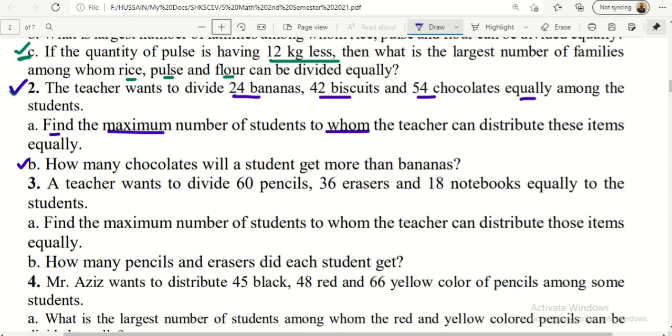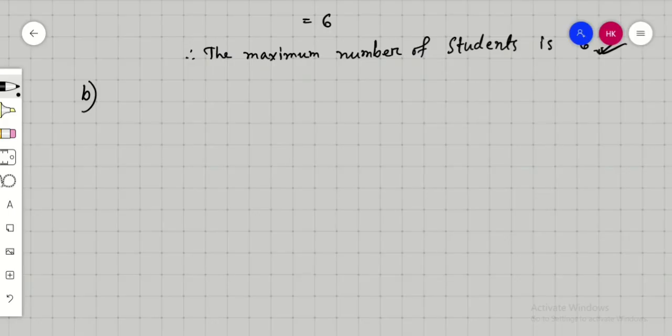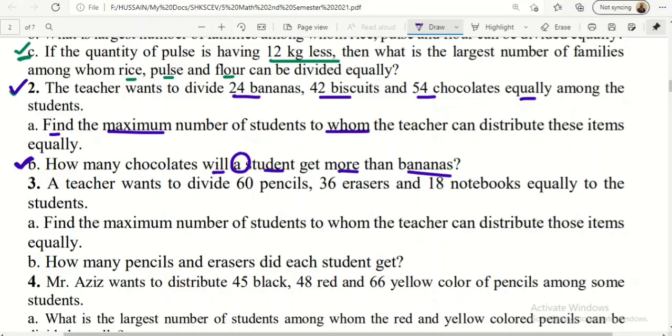Question number B says, how many chocolates will a student get more than bananas? Here you have to understand very clearly. How many chocolates will a student get? Among 6 students we are going to distribute the items. So how many chocolates will a student get?